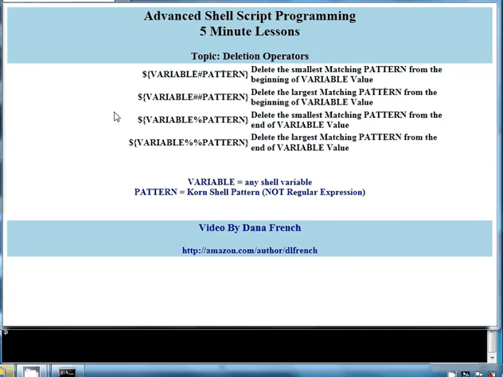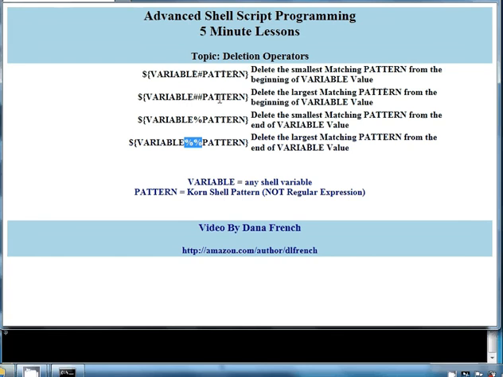What we're going to talk about in this lesson are called deletion operators, and they allow you to delete patterns from the values contained within variables and return the remaining portion of that value to standard output. The deletion operators that we're going to look at are the single pound sign, the double pound sign, the single percent sign, and the double percent sign.